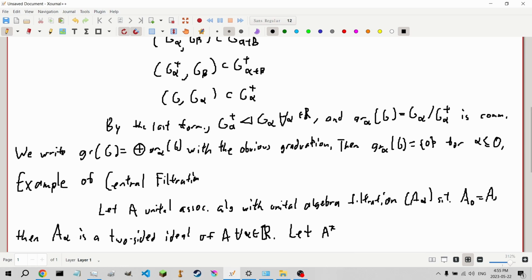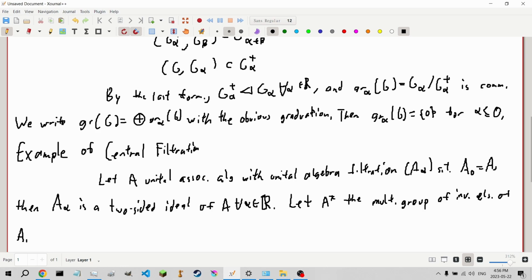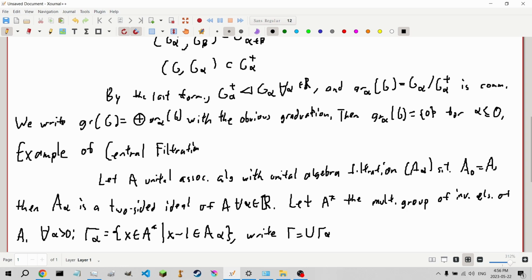Let A star be the multiplicative group of invertible elements of A. For alpha positive, we're going to let gamma alpha be the set of elements x in the multiplicative group of A such that x minus 1 is within the alpha grade of A. We write gamma as the union of all gamma alphas, and gamma beta be gamma for non-positive beta.